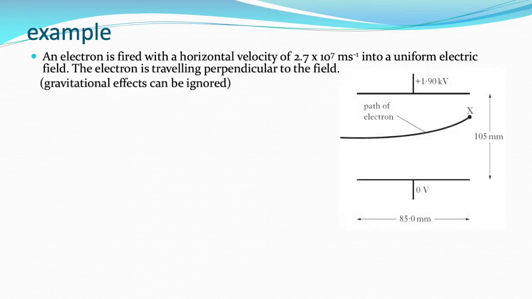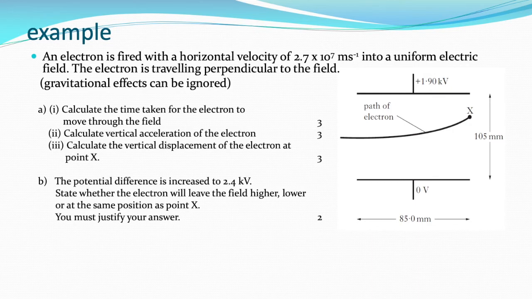Right, here's our little example then. It's an electron that's fired with a horizontal velocity of 2.7 times 10 to the 7 meters per second into a uniform electric field. And the electron's travelling perpendicular to the field. And we're going to ignore gravity here, so the only force at work is the electric force acting on the electron. And we've got quite a few bits and pieces to work out, 3, 6, 9, 10, 11 marks here. I think we'll do this on the iPad and then come back and show you the solutions.